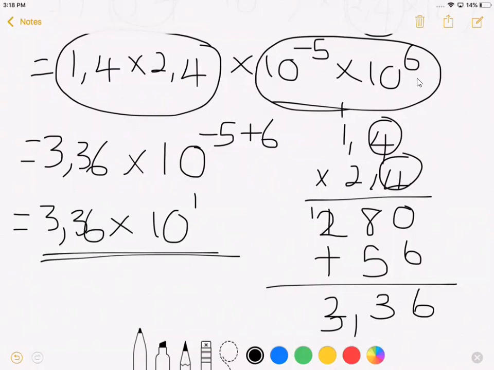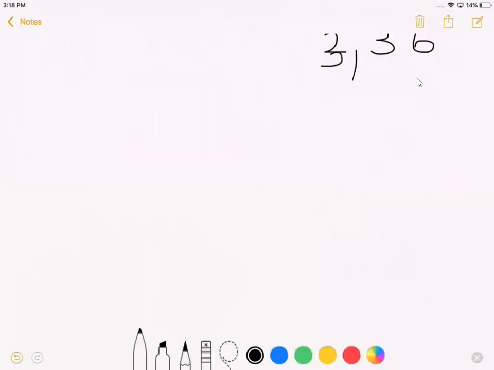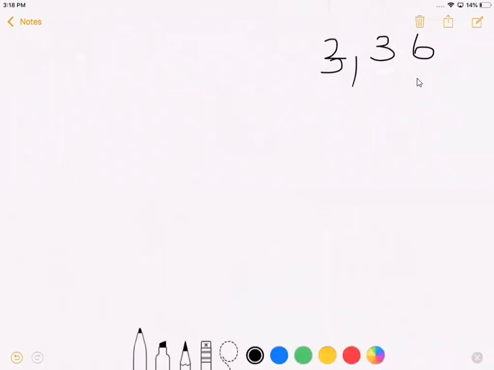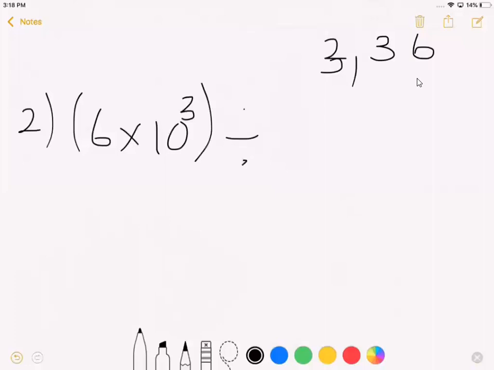Let's go to example number 2. This time we are going to do division. You are given 6 multiplied by 10 to the power of 3 divided by 8 multiplied by 10 to the power of minus 2. So we are saying the first number is in standard form and the second number is also in what? In standard form.